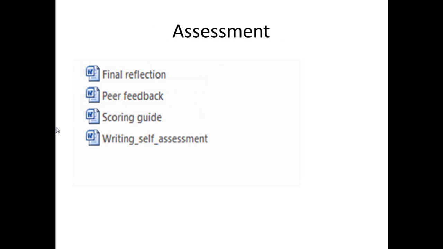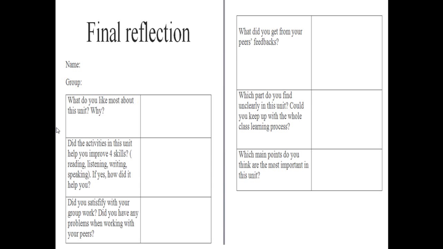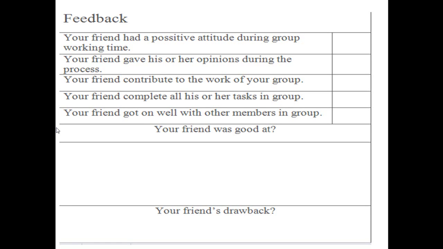About the assessment, I have final reflection, peer feedback, scoring guide, and writing self-assessment. This is the form of the final reflection. The student will have to write a short answer for each of the sentences, and this is for checking their understanding of the unit, and they can also write their opinions of the learning process. And they see the form of the feedback that they give to their peers.